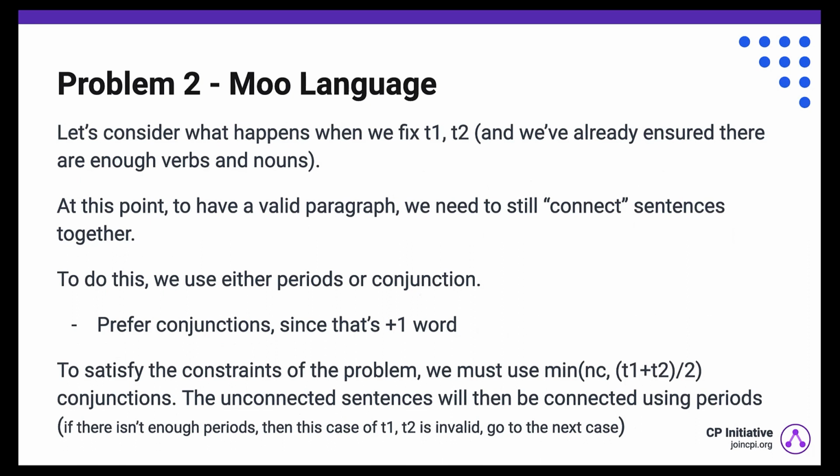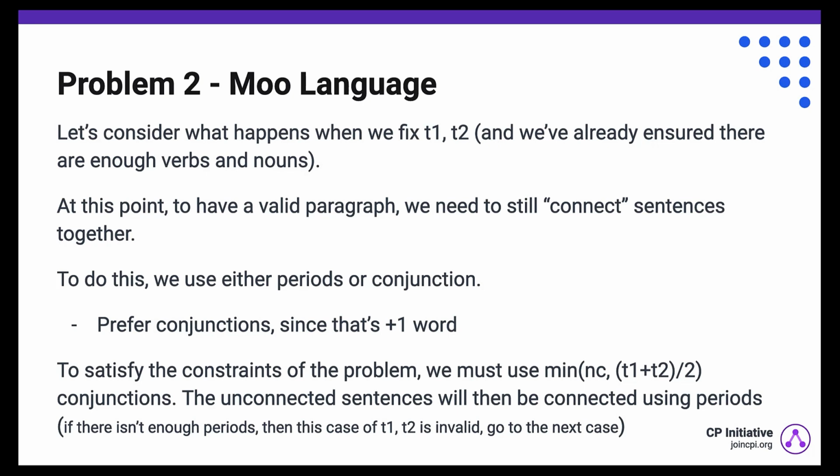So now that we have this approach, let's consider what happens when we fix T1 and T2, and we've already ensured there's enough verbs and nouns. At this point, to have a valid paragraph, we'll still need to connect sentences together with either periods or conjunctions. Of the two, we'll prefer conjunctions since that's just another word that we want to use, and we want to optimize the amount of words.